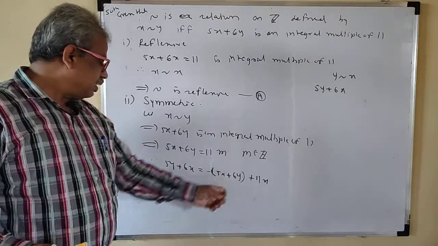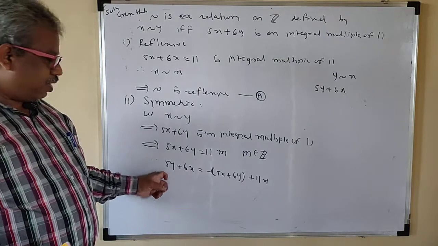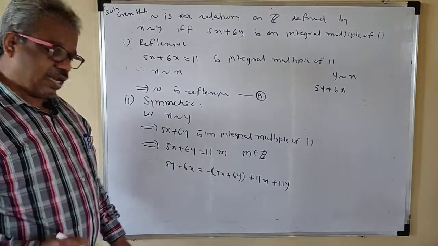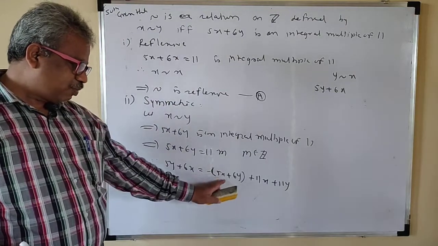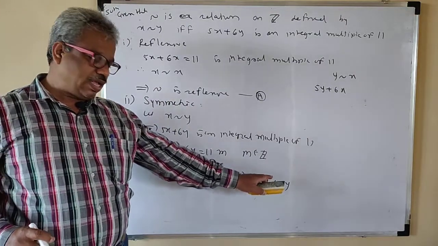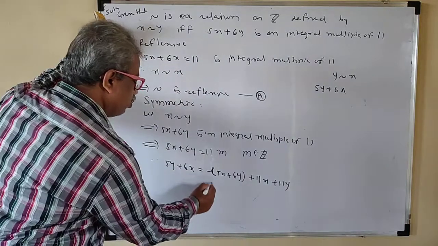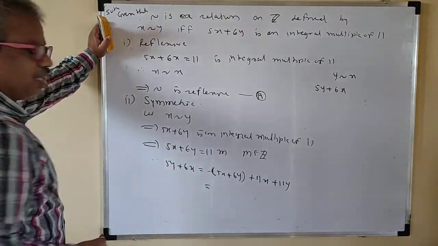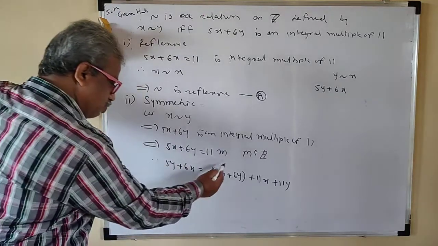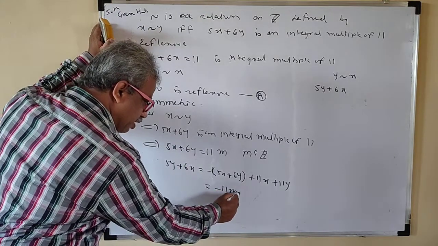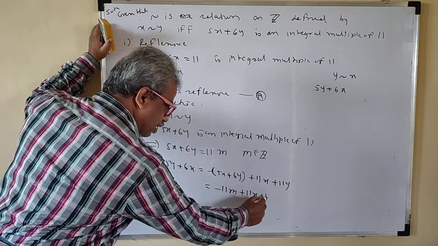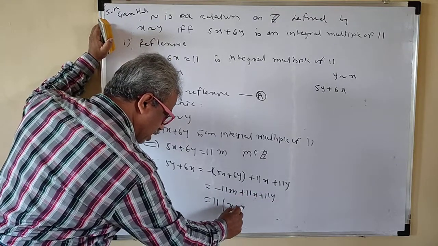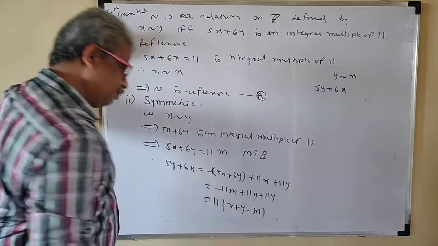Now here there is minus 6y, but I have 5y. So if I write 11y here also, that is minus 5x plus 11y. 5x plus 6y is already known to you, this is a multiple of 11, so 5x plus 6y is 11m. So this is minus 11m plus 11x plus 11y. If I take 11 common, I will write this as 11 times (x plus y minus m).